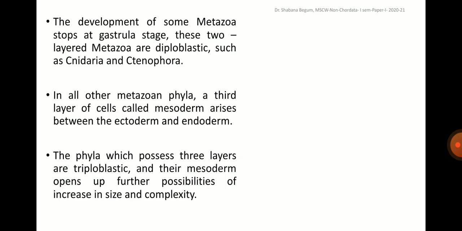Another piece of information here: the development of some metazoans stops at the gastrula stage. These two-layered metazoa are diploblastic, such as Cnidaria and Ctenophora. In all other metazoan phyla, a third layer of cells called mesoderm arises between the ectoderm and endoderm. The phyla which possess 3 layers are triploblastic, and their mesoderm opens up further possibilities of increase in size and complexity.